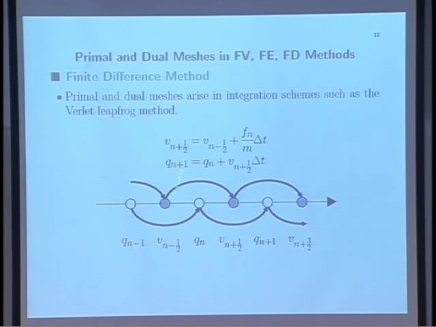And the reason why, so let me talk a little bit about this. The reason why position is at the integer points and velocity is at the half-integer points is because velocity is related to position by a derivative in time. And so in the time axis, so to speak, the velocity should be offset by half from the position.